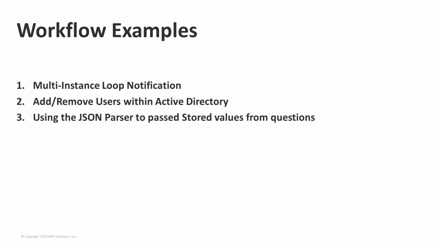We're then going to have an add remove users from AD, which is going to make use of the AD connector. And then we're going to use the JSON parser, which came in, I believe, maybe in 1905 or 1908, to pass a stored value from questions. Because right now in DWP Catalog, the question response by default passes a display value. In SRM, you could do displayed or stored for a static menu, but using the JSON parser here, you can pass the stored value if you want, and we've got an example that's going to use that.